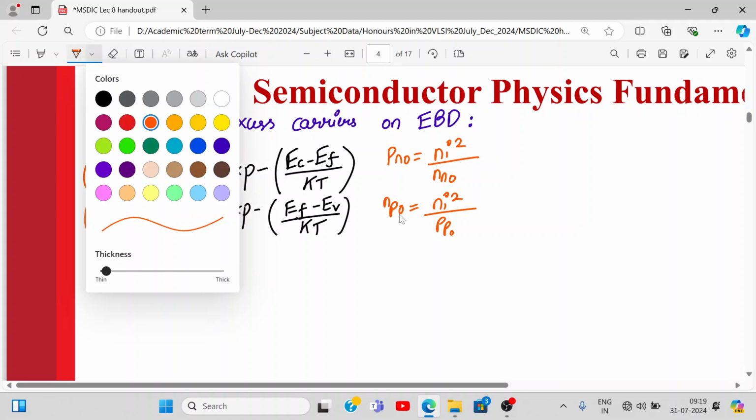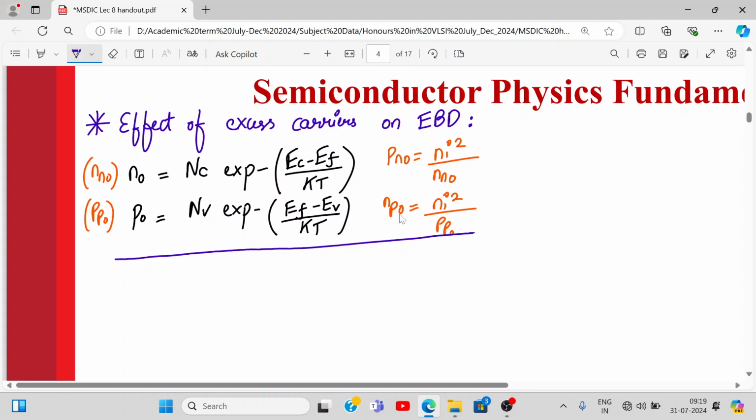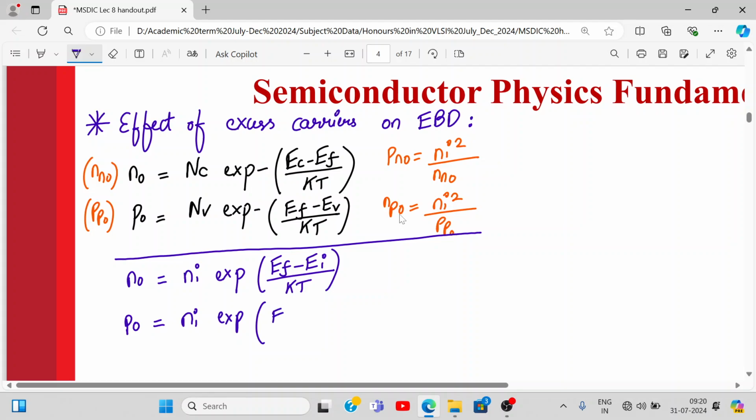Now we can write N0 or P0 with respect to intrinsic carrier concentration and intrinsic Fermi level. So N0 will be equal to Ni, remember we have written this formula also, exponential of (EF minus EI) upon KT. What is EI? Intrinsic Fermi level. P0 is again Ni exponential of, because for intrinsic semiconductor the number of electrons and holes are the same, so Ni is equal to Pi, it will be (EI minus EF) upon KT.